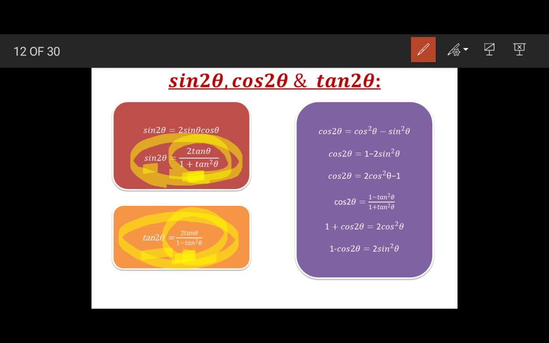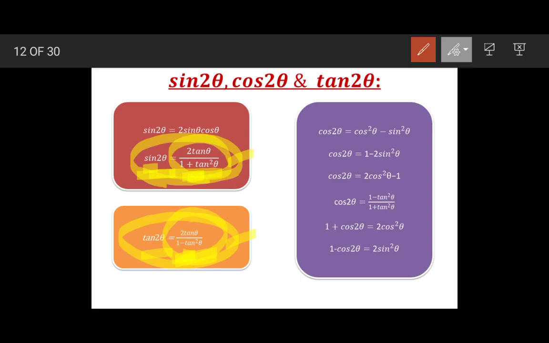So the plus and minus makes the difference. If it is plus, then that is equal to sin 2 theta. If it is minus, then that term is equal to tan 2 theta. So it is a very important and very confusing formula.